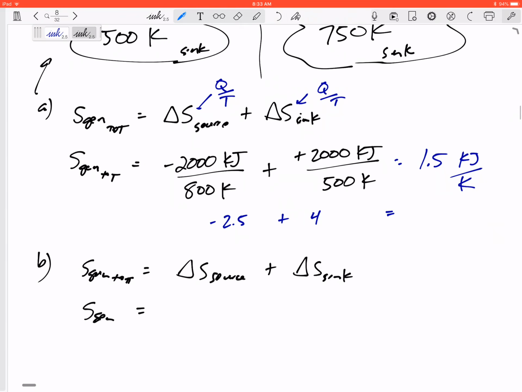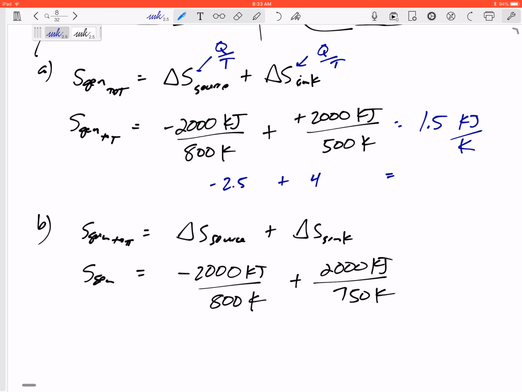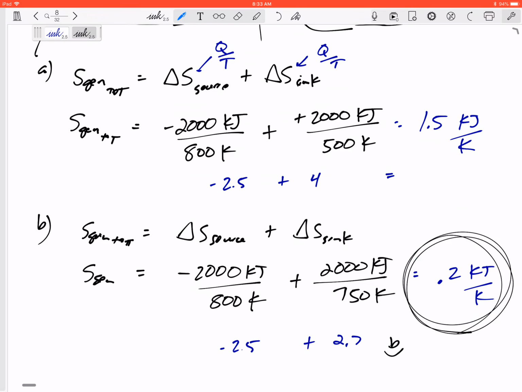All right, so for the source, it's still losing negative 2,000 kilojoules per 800 Kelvin. The sink is gaining 2,000 kilojoules, but now it is at 750 Kelvin. All right, what about these numbers? Negative 2.5, and this is 2.7. This turns out to be just 0.2 kilojoules per Kelvin. So which one is more reversible? This one right here. B is more reversible.